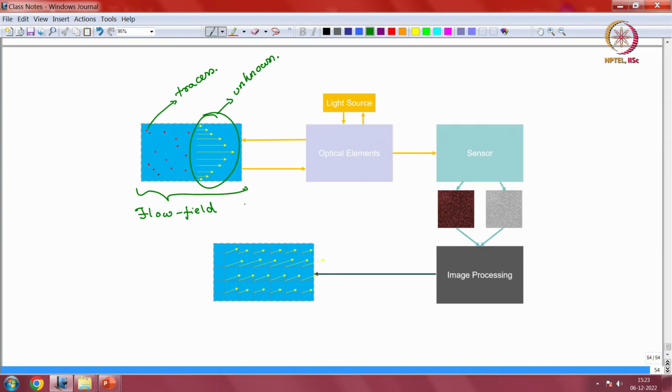So, even though I have drawn arrows like this, we do not know these arrows or the value of these arrows a priori. The entire idea is to figure out what this flow profile looks like. To do that, we have to select the proper optical elements, and I will tell you what the optical elements are when I show you particular examples, and we have to select the proper light source.